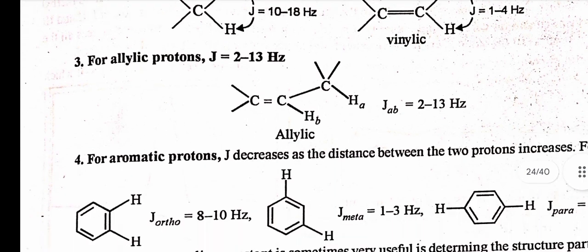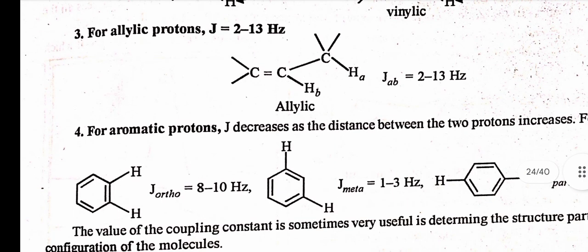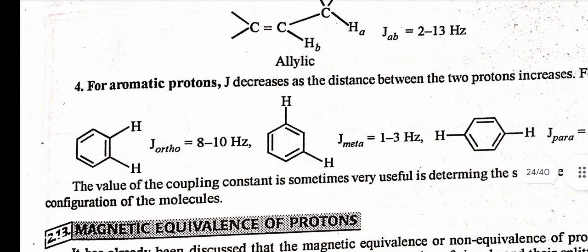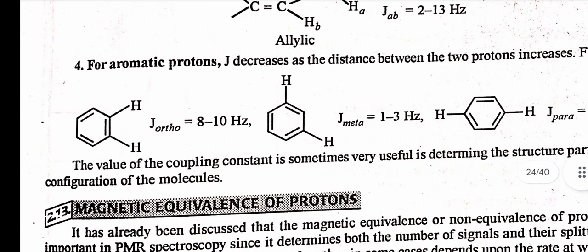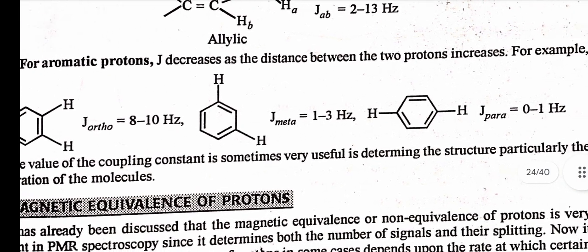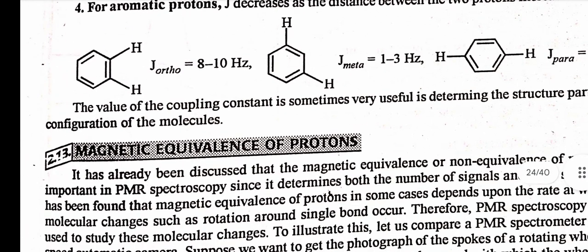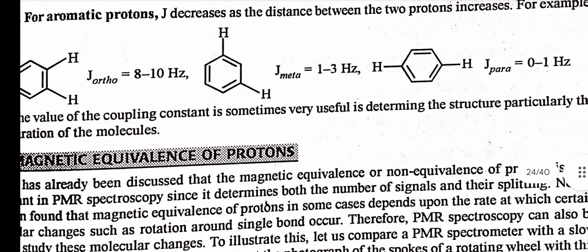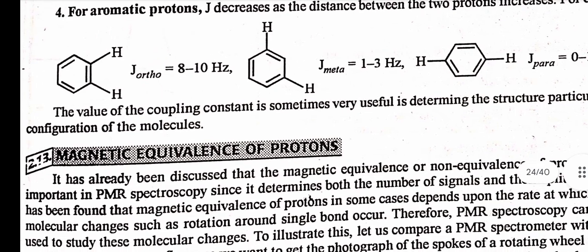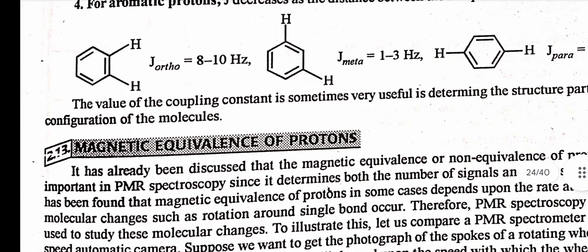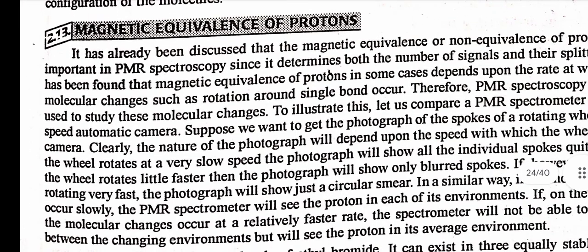For allylic protons, J is equal to 2 to 13 Hz. For aromatic protons, J decreases as the distance between the two protons increases. For example, the value of the coupling constant is sometimes very useful in determining the structure, particularly the configuration of the molecules. Magnetic equivalence of the protons.